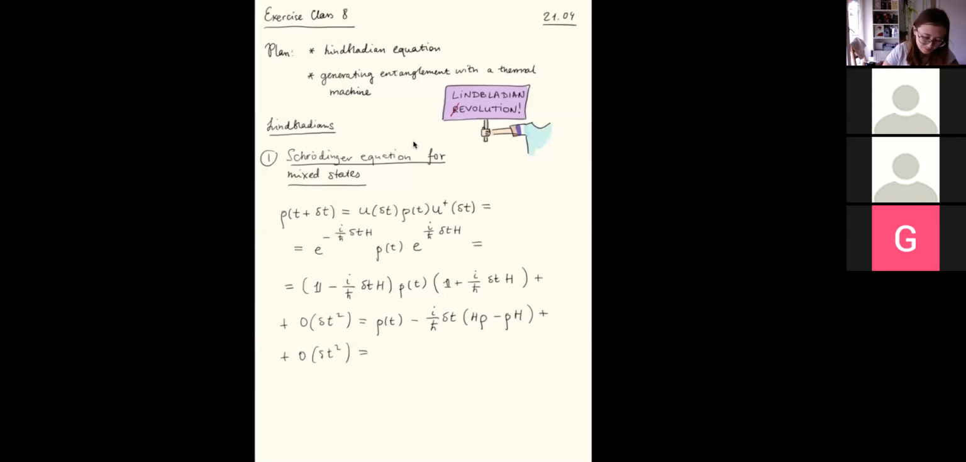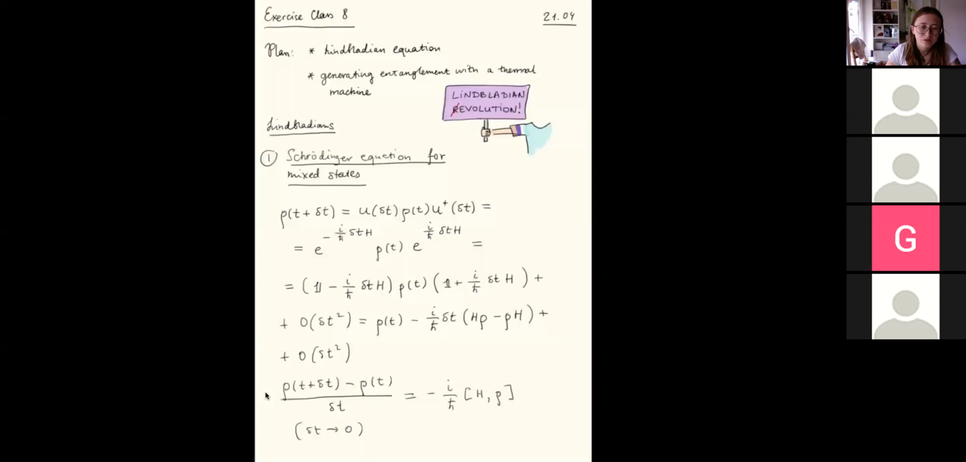And then we can rewrite this expression the following way. So we get that rho of t plus delta t minus rho of t, then we divide this by delta t, and we assume that delta t goes to 0. Then this is equal to minus i over h bar, the commutator of H and rho. So we're just taking the limit of this expression for a very small amount of time, delta t.